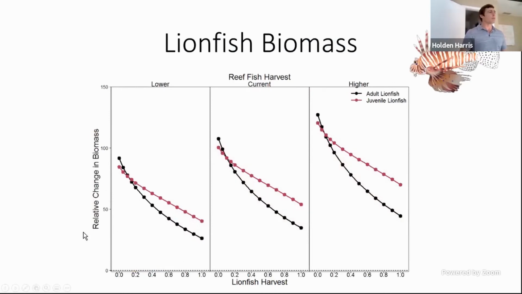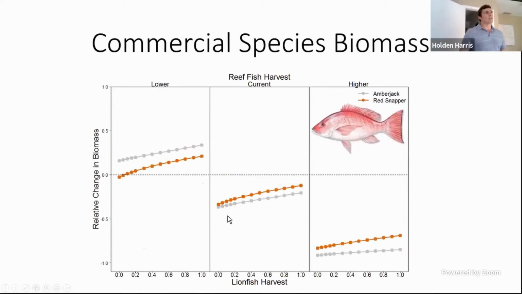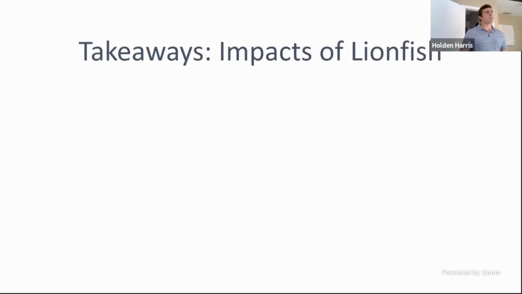I won't go too far into these, but I just wanted to show that we could look at some of the results based on these multi-dimensional plots, looking at both reef fish harvest management strategies and different lionfish harvest strategies, and then looking at changes in lionfish biomass, as well as some of the prey fish biomass, and also the large predator biomass, which are generally all important fisheries species in the region.